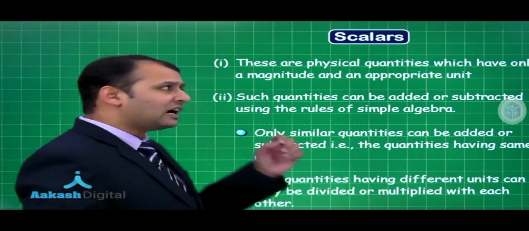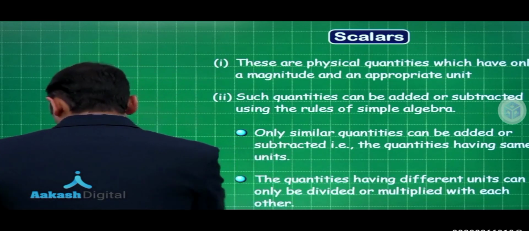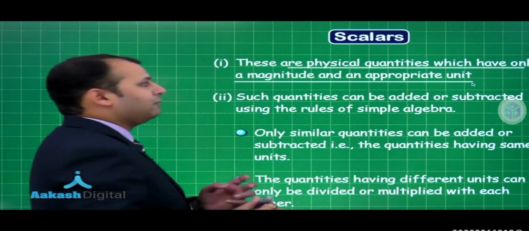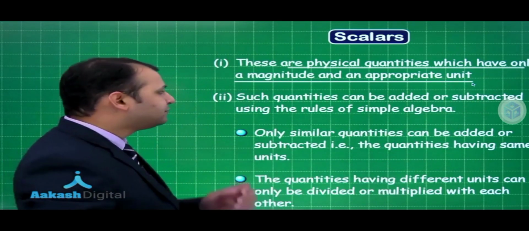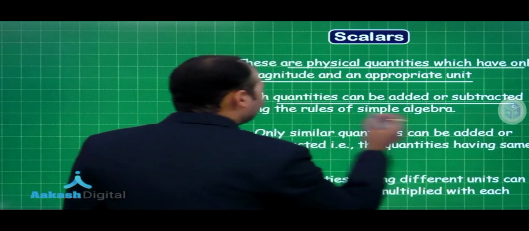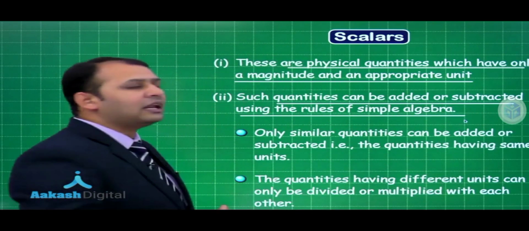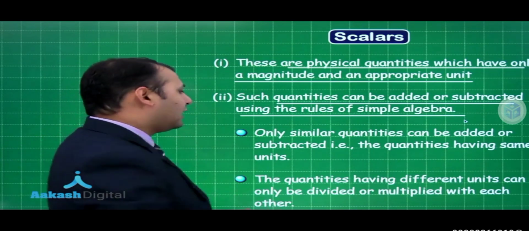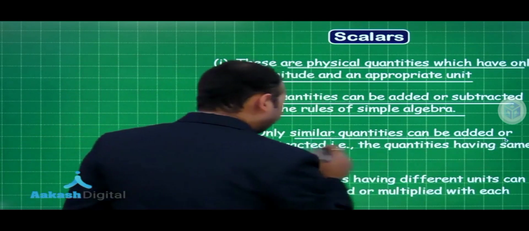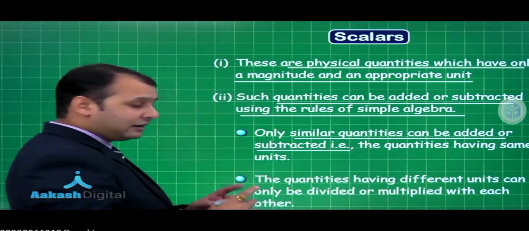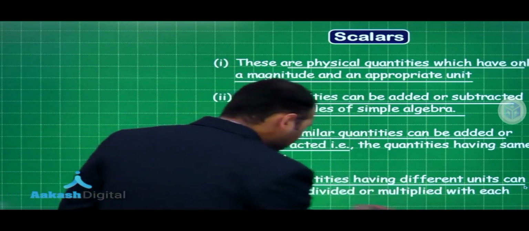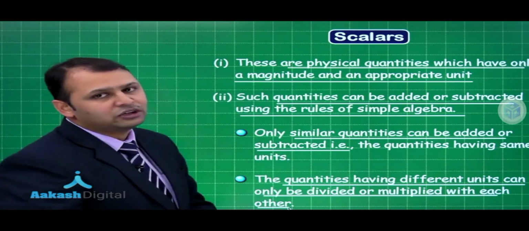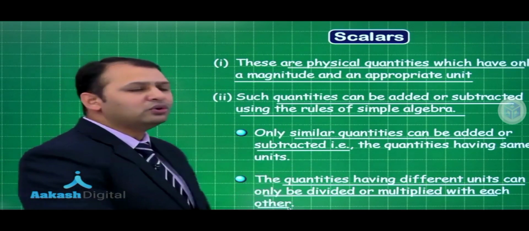So let's have a quick revision of what we have understood. The physical quantities which have only a magnitude and appropriate unit are known as scalar quantities. Then these quantities can be added or subtracted using the rules of simple algebra. Okay, that is simple addition and subtraction works here. And these similar quantities can be added or subtracted, but the quantities having different units can only be divided or multiplied with each other. They can't be added or subtracted. This is what you have known about scalars.